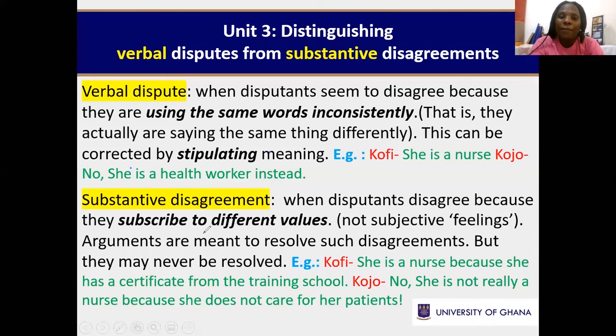The second type of dispute, which is actually a disagreement, and look at the name, is substantive disagreement. The disagreement is about substance. There's flesh to it. It's not empty, like the first one, which is just a matter of the language. If you clarify the language, there wouldn't really be a substantive disagreement. For substantive disagreement, the disagreement borders on values.